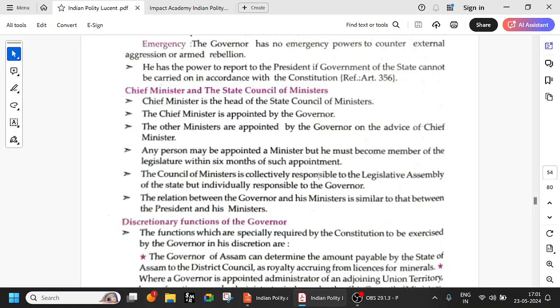Okay, so that means once you have a cabinet of ministers, you have an irrigation minister, an education minister, they are all collectively responsible. The education minister cannot say that I don't know what is happening in the irrigation department, or in the commerce and industry department. If you are a minister, you are collectively responsible. Everyone is responsible for the public. So the relation between governor and his ministers is similar to that of president and his ministers.